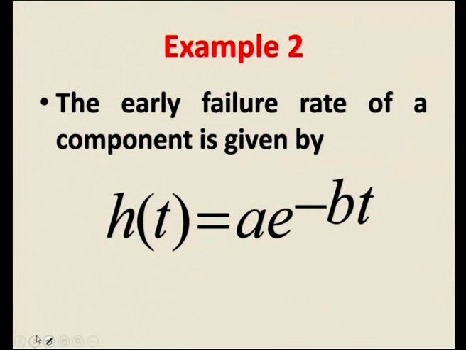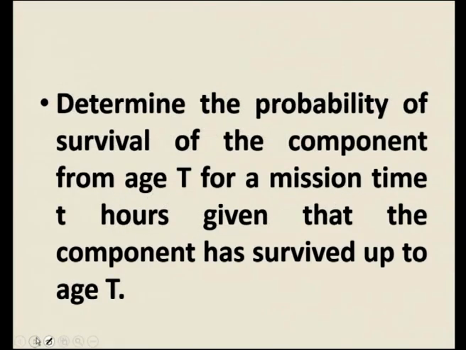Another example: suppose we are given the early failure rate of a component to be little h of t equal to a into e power minus bt. Then we are to determine the probability of survival of the component from age capital T for a mission time of t hours, given that the component has survived up to age capital T. We will see the solution of this.